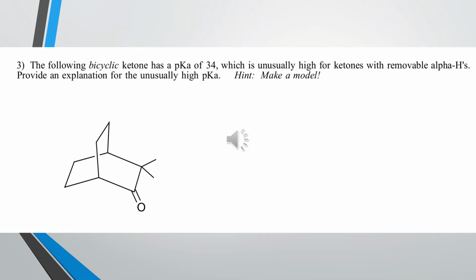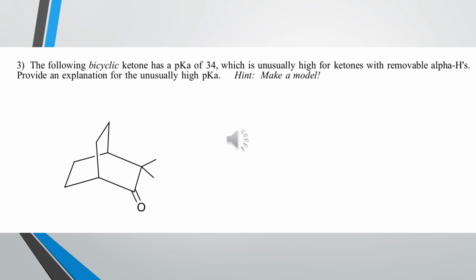Okay, finally, you're told this particular bicyclic ketone, this is a bicyclic molecule. You've seen quite a few examples of ring compounds, cyclic compounds, or polycyclic compounds where rings are fused together, a 6 with a 6 or a 6 with a 5, whatever it might be. This is an example of a bicyclic system which has a bridge. Instead of a fused ring system, it's a bridged ring system.